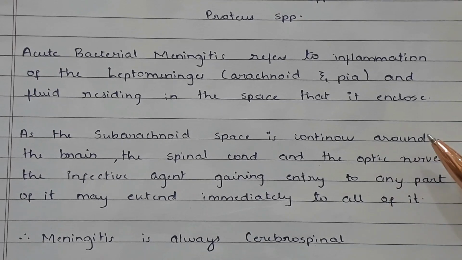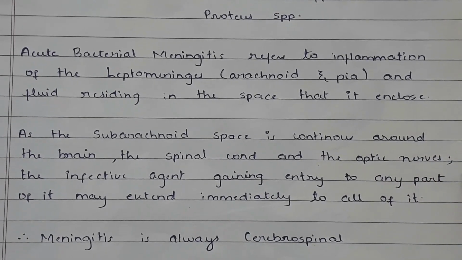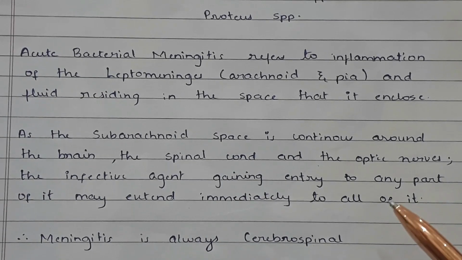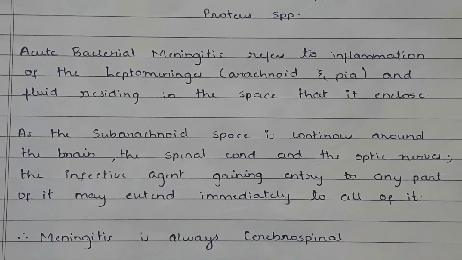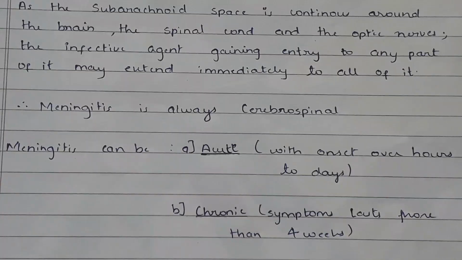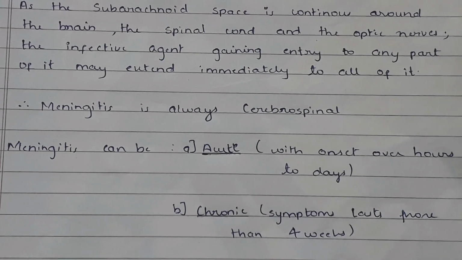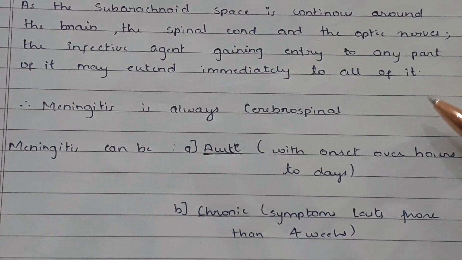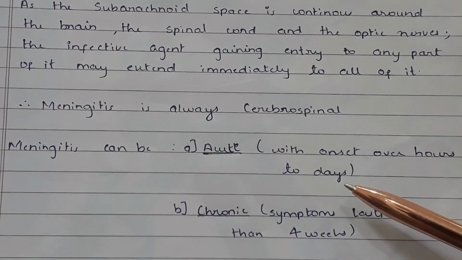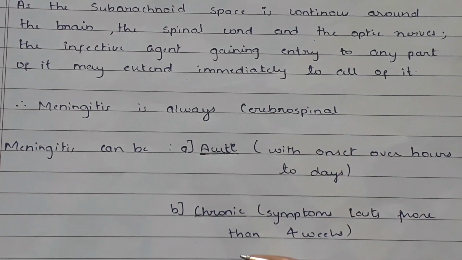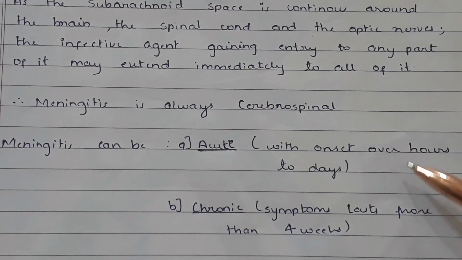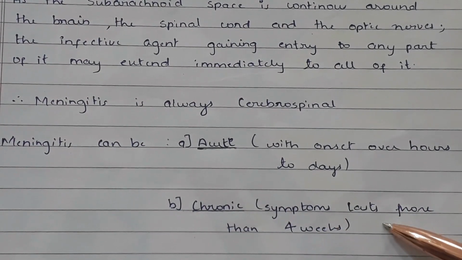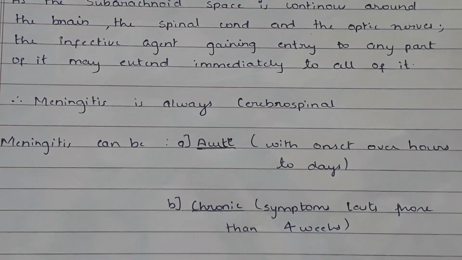As the subarachnoid space is continuous around the brain, the spinal cord and the optic nerves, the infective agent gaining entry to any part of it may extend immediately to all of it. Therefore, meningitis is always cerebrospinal. Meningitis can be acute or chronic. Acute is with the onset over hours to days. Chronic is when the symptoms last for more than 4 weeks.